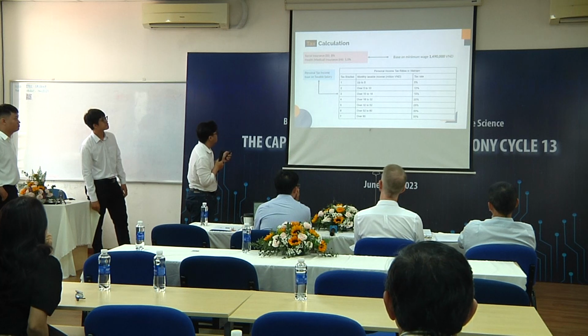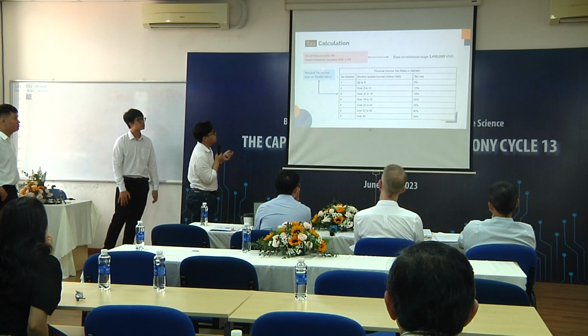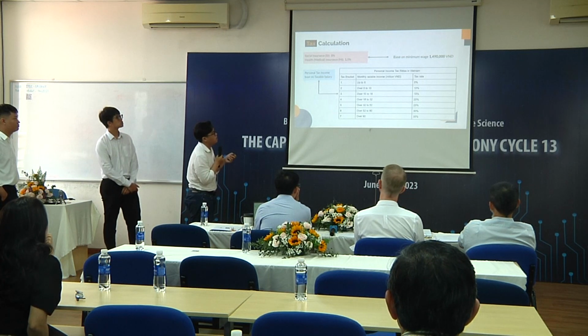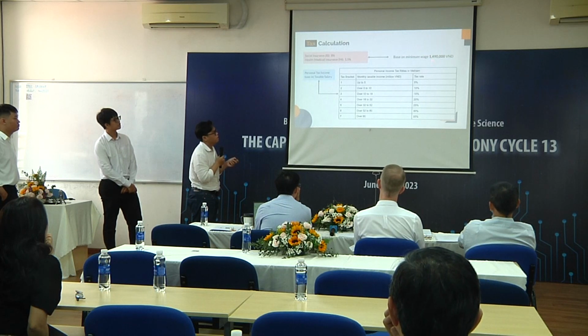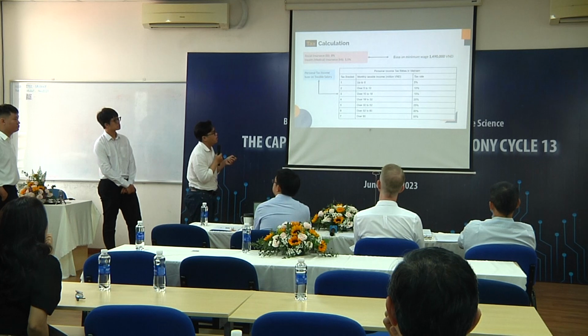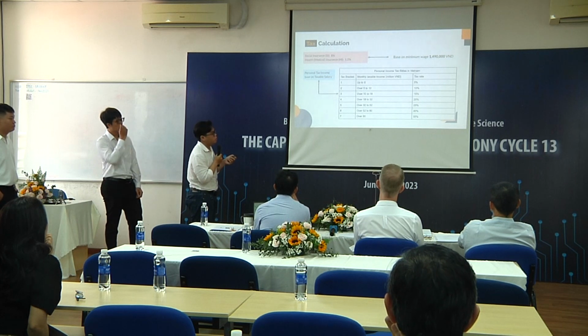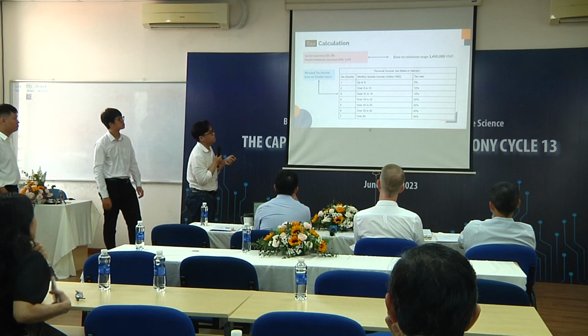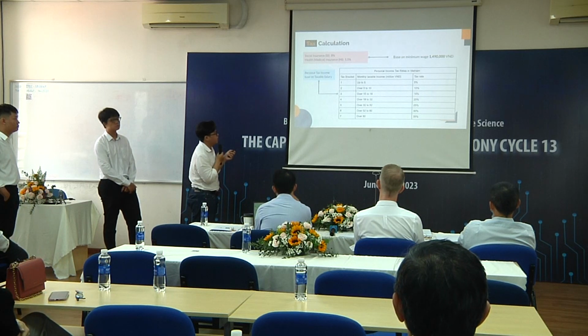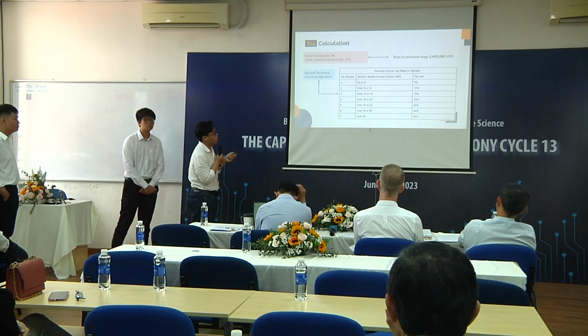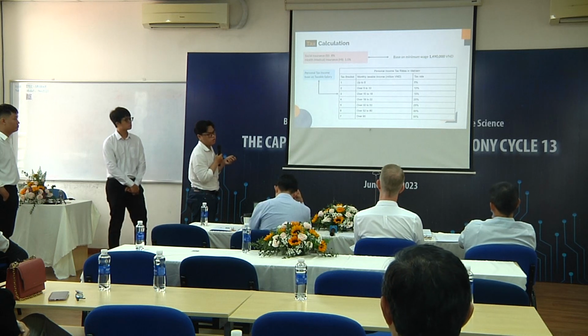Next is the insurance, social insurance and health insurance. This is based on the minimum wage of 1,490,000 Vietnam dong. If the number is over 20 times of this, it is the maximum salary. And the personal income tax, as I mentioned before, will be calculated by this table.